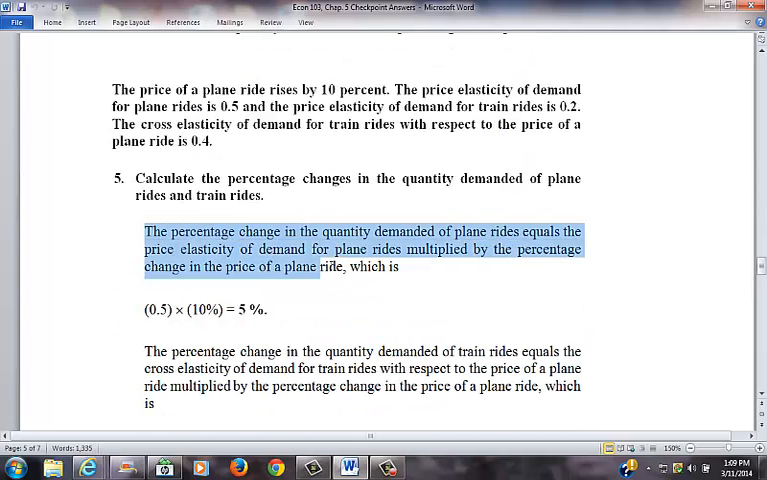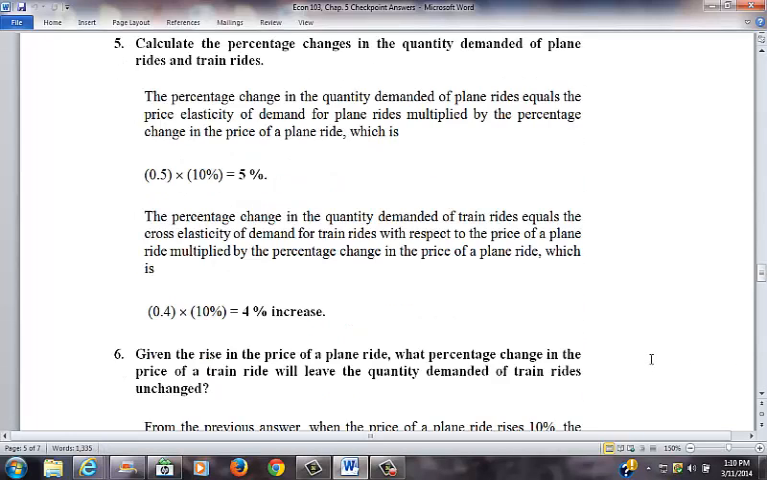The percentage change in the quantity demanded of plane rides equals the price elasticity of demand for plane rides multiplied by the percentage change in the price of a plane ride. So it'll be 0.5 times 10%, which gives you 5%. The percentage change in the quantity demanded of train rides equals the cross elasticity of demand for train rides with respect to the price of a plane ride multiplied by the percentage change in the price of a plane ride, which is 0.4 times 10%, a 4% increase.